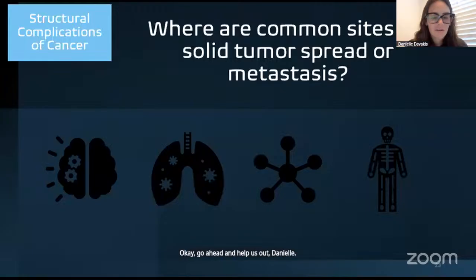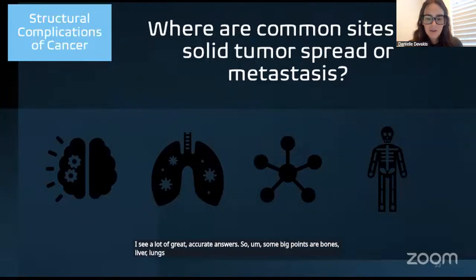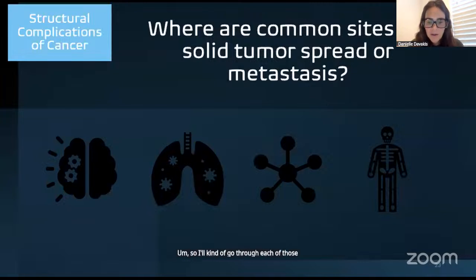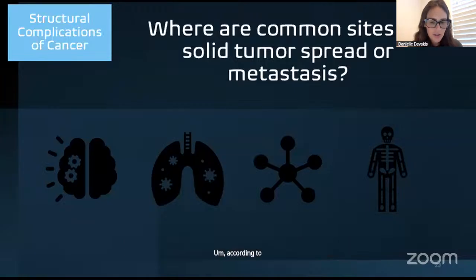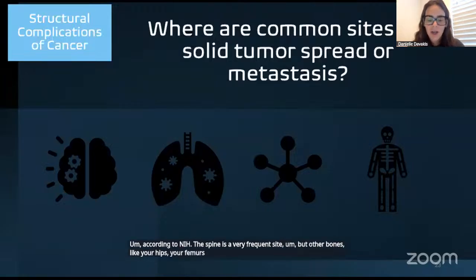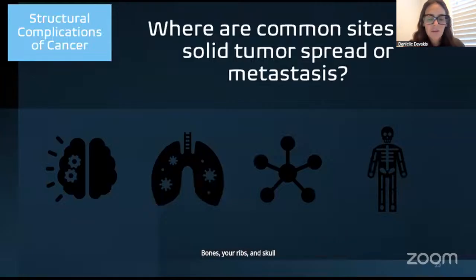I see a lot of great, accurate answers. Some big points are bones, liver, lungs, brain, and lymph nodes. I'll go through each of those. For bones, metastases are particularly common, originating from breast, prostate, and lung, according to NIH. The spine is a very frequent site, but other bones like your hips, femurs, upper arm bones, ribs, and skull can also be affected.